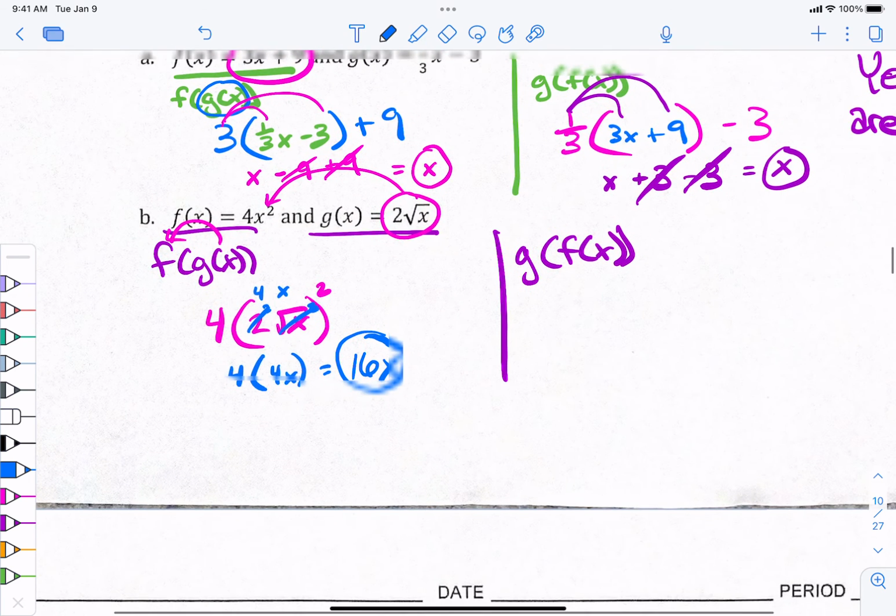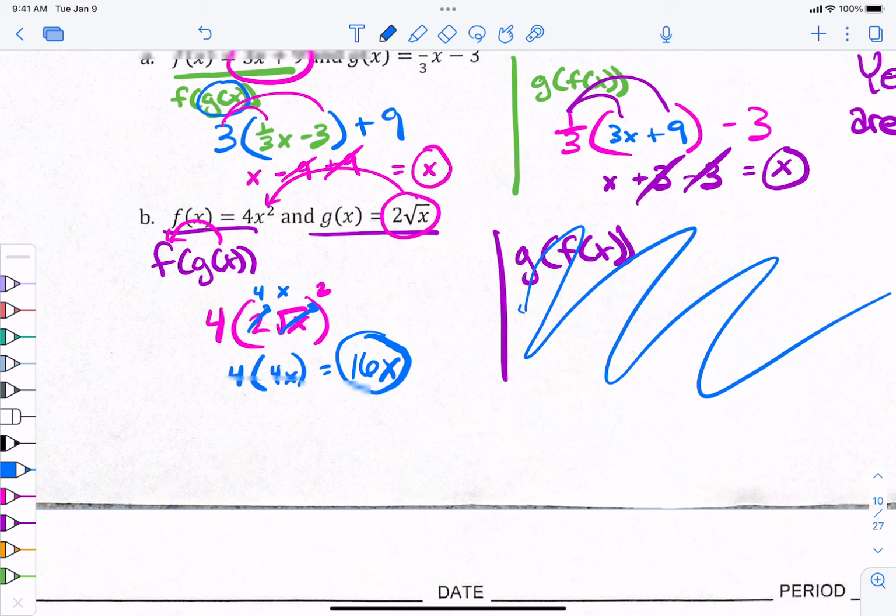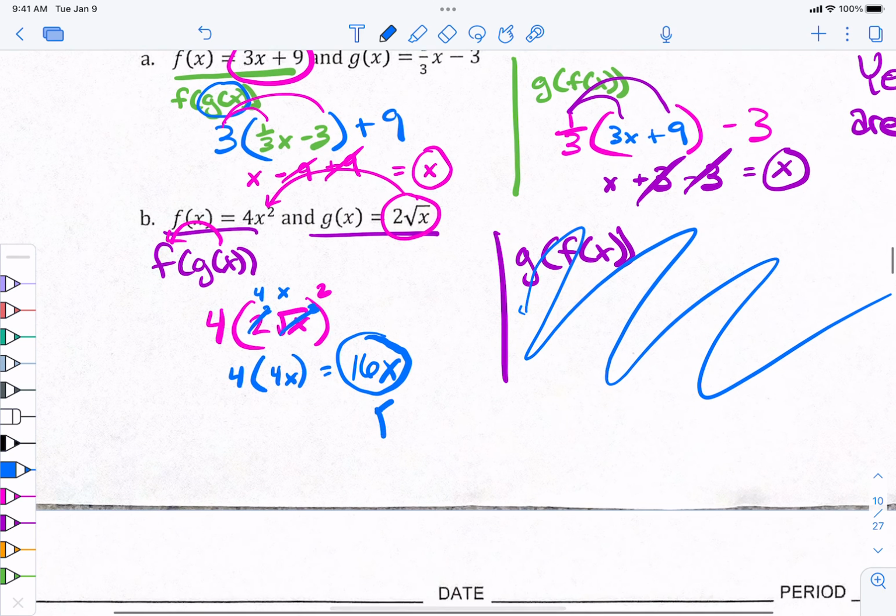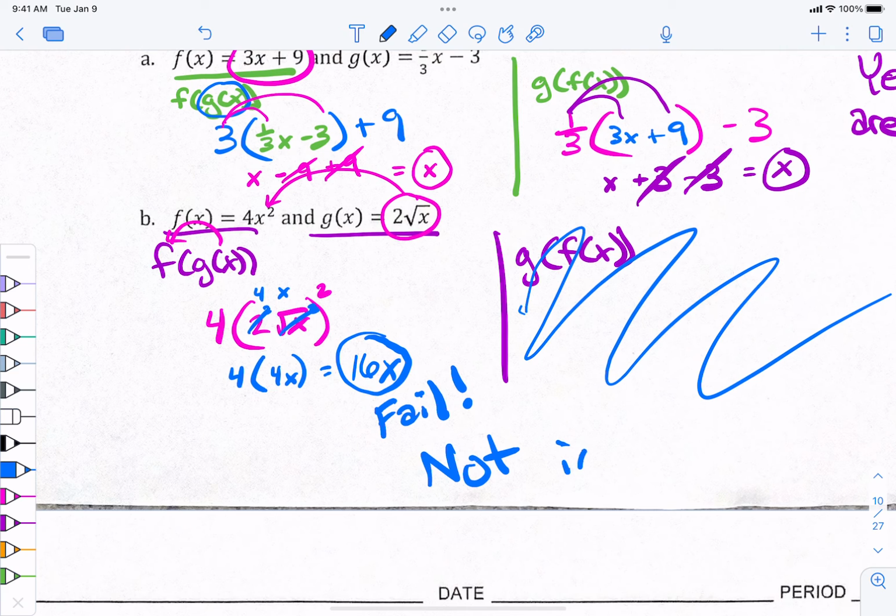Which means I'm not going to do this side because one of them failed. As long as one of them fails, the whole thing fails. So fail, not inverses, right? If one of them already fails, we're not going to do the other one. Make sense? They have to be x every time when you stick one into the other one. They will come out really nice. Everything will just come out like butter.